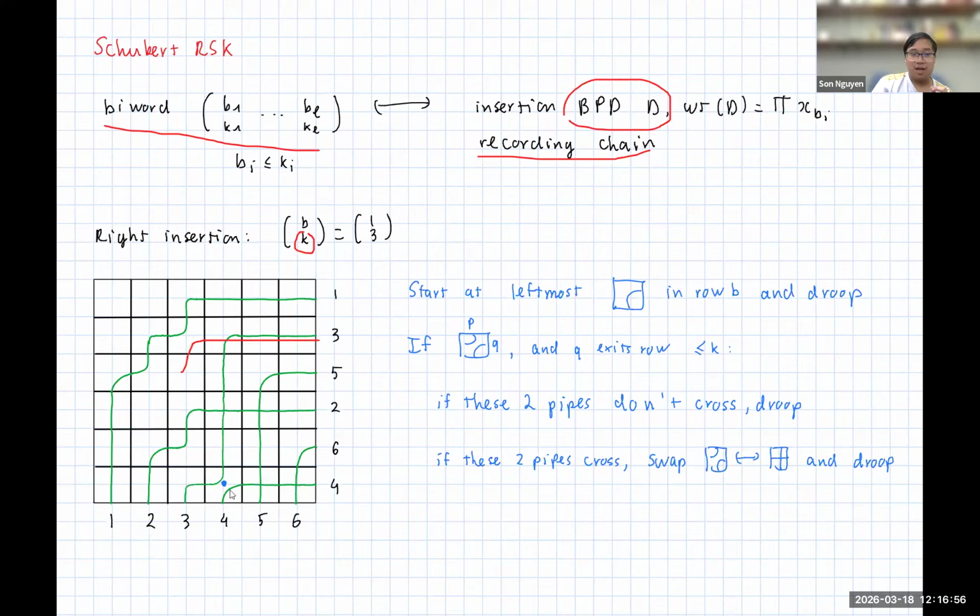And now at this point, I also have a bump, and I check this again, and now this pipe here exits in row 6, which is greater than 3. And when I see that, I am finished. So I just change the bump into a cross. And this is the result, a bumpless pipe dream. Okay, any question about this algorithm?